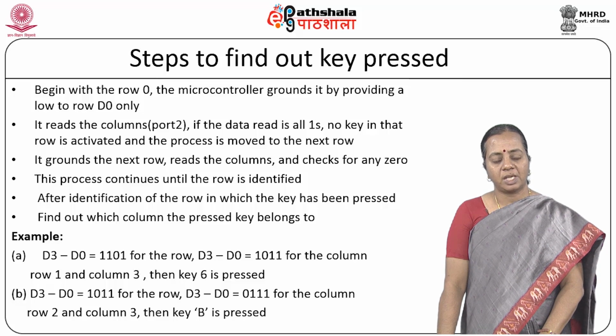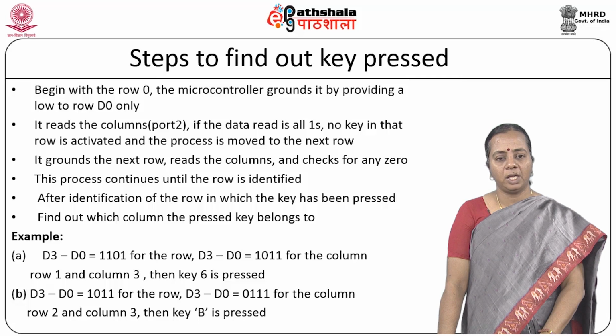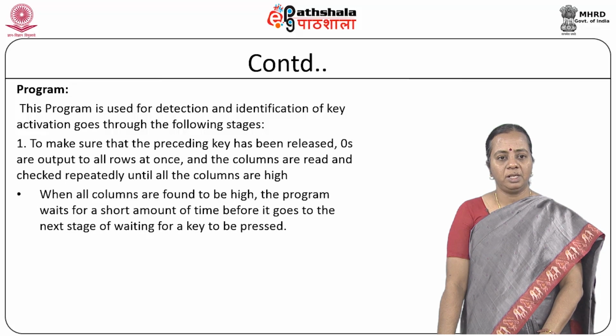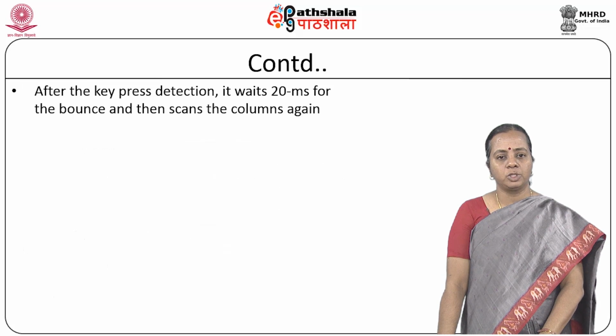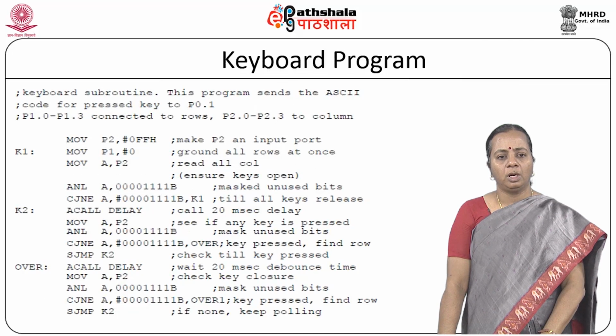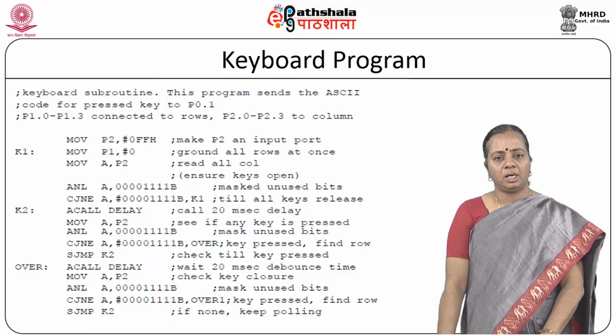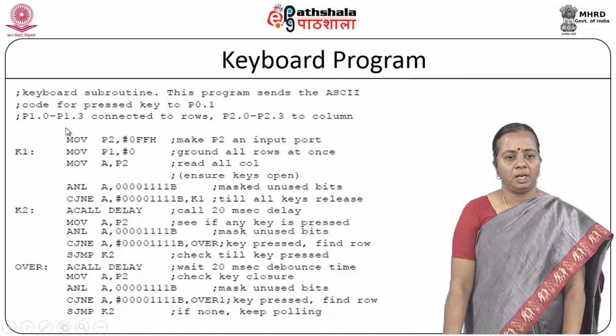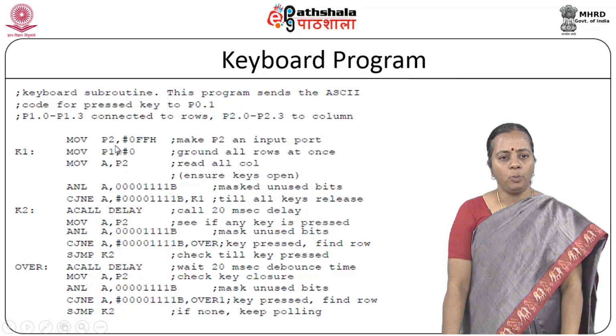By scanning the column, and after that scanning the row, we can identify which key is pressed. Now you just see this is the program with which I will be in a position to trace which key is pressed. This is an assembly code where MOV P2, #0FF makes P2 an input port. Now I am grounding everything by sending 0 to P1.